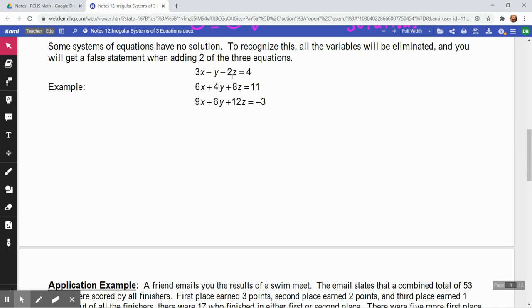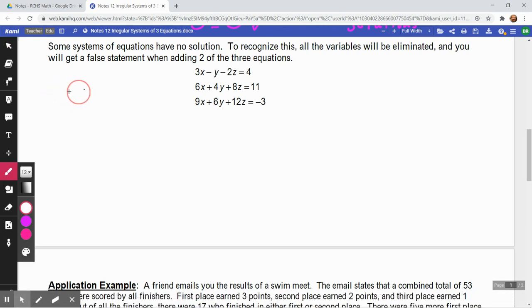So let's look at these, see what we want to do. You could cancel any variable that you want. The y's would be pretty easy because there's a negative 1, and 1 is easy to work with. Although any of them would be fine because x has a 3, and 3 goes into 6 and 9, so we can work with that. And z's would be fine as well. 2 goes into 8, 2 goes into 12. So whichever you want to choose, if you want to stay with x because that's what you're comfortable with, that's fine. Let's go ahead and try that.